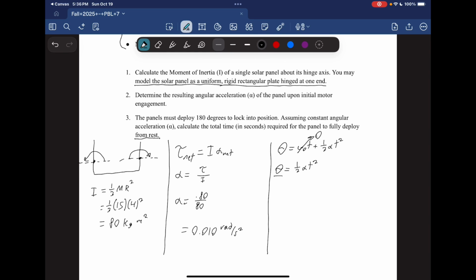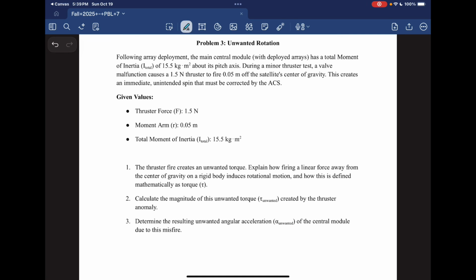We know theta, we want our final theta to be 180 degrees. We calculated alpha earlier, so we can rearrange this to solve for t. You get that t is going to be equal to the square root of 2 theta divided by alpha. So t equals the square root of 2 times 180 divided by alpha, where our alpha is 0.01. If you plug this into the calculator, you get that our time for the full deployment is roughly equal to 25.1 seconds.